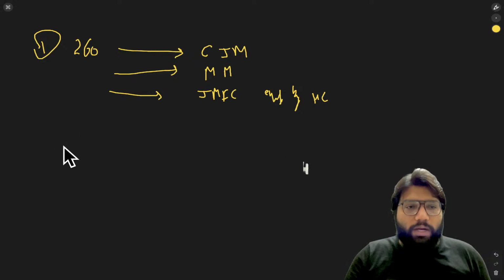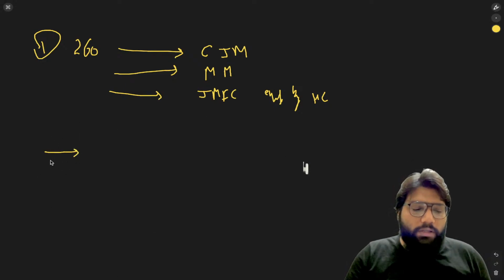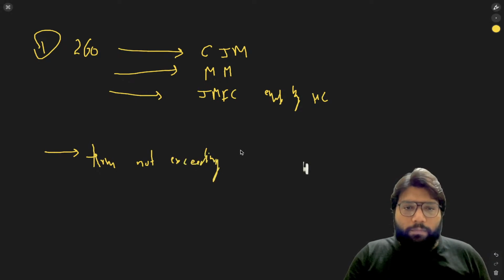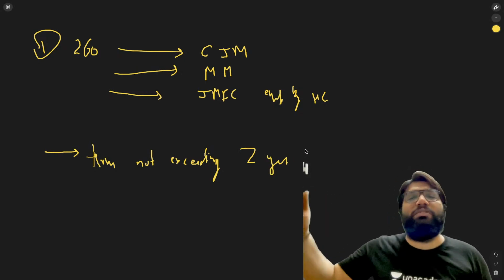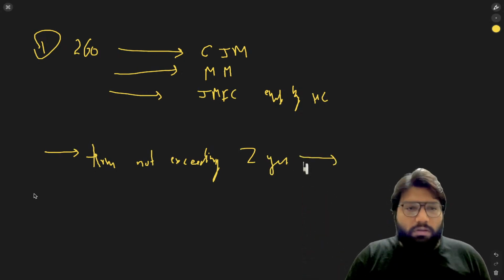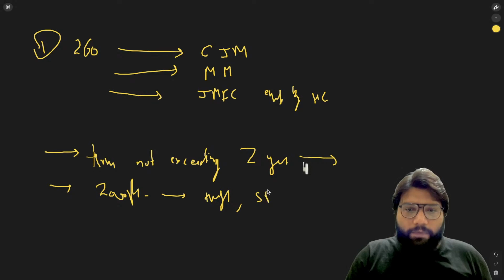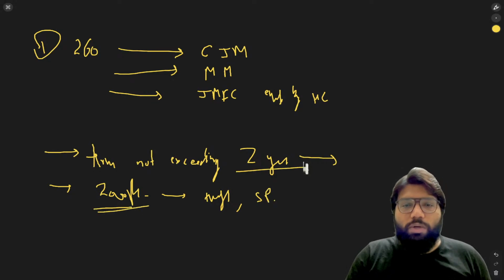So the 2 points which you can take away from here: the first point is term not exceeding, which is again important for your PT as well. Term not exceeding 2 years, because life imprisonment and death will always be more than this. And the next one is 2,000 rupees when it comes to theft or stolen property. These are the 2 things which you need to remember for your PT examination. So make sure you mark that: 2 years and 2,000 rupees.